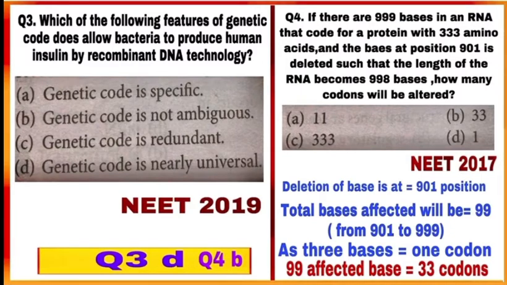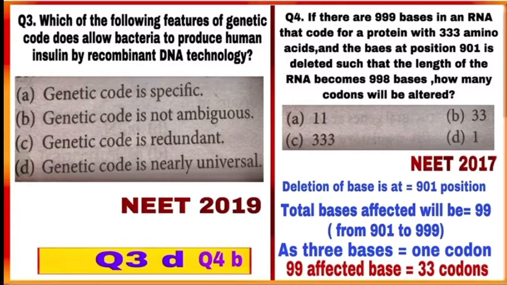Question number 4. If there are 999 bases in an RNA that code for a protein with 333 amino acids and the base at position 901 is deleted such that the length of the RNA becomes 998 bases, how many codons will be altered? See the solution. There is deletion of base at position 901. Total bases affected will be 99, that is from 901 to 999.